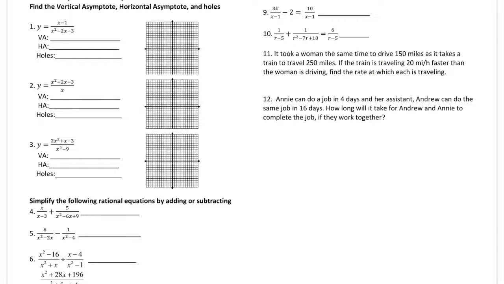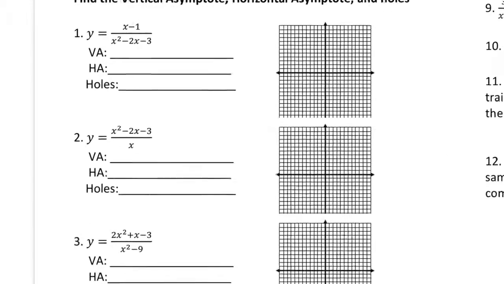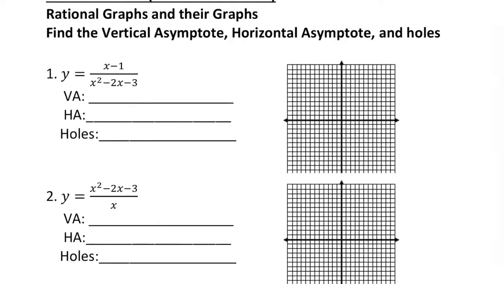Hey guys, so in this video I'm going over Unit 4 test review, and I understand that it says Unit 5, but we are finishing up Unit 4. So in problems 1, 2, and 3, we are finding our vertical asymptote, horizontal asymptotes, and holes.